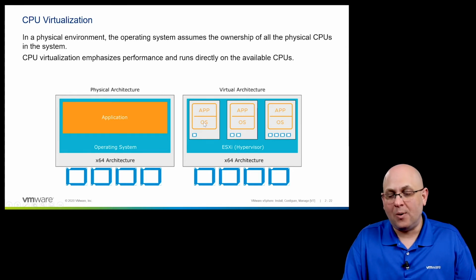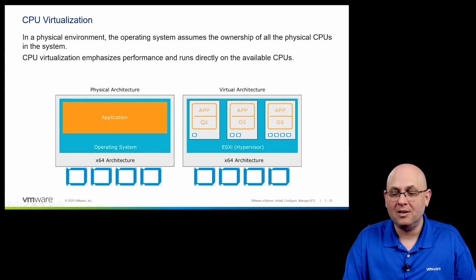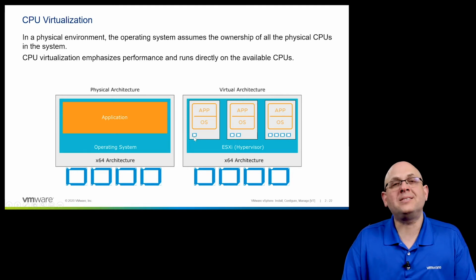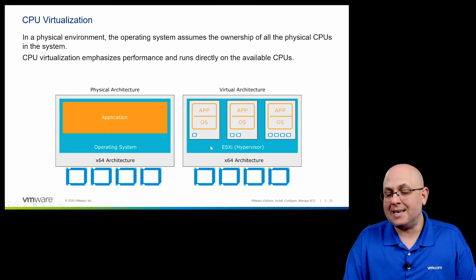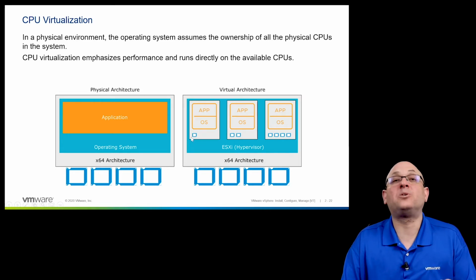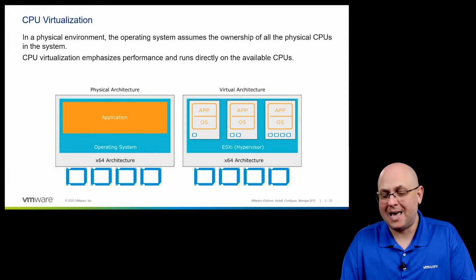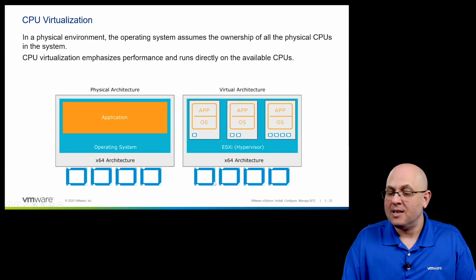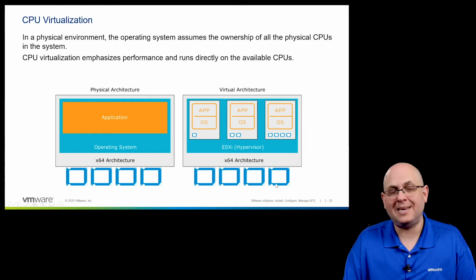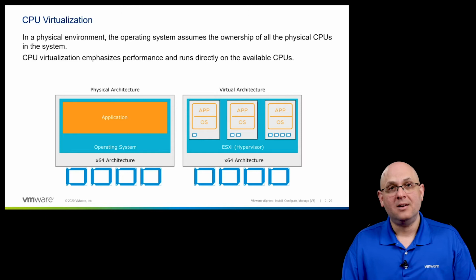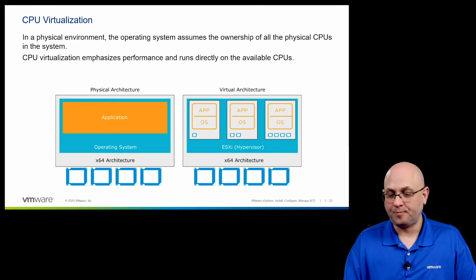So if the guest OS says, hey, I need some CPU resources for this application, then the guest OS says, oh, here's a CPU. Let me schedule a thread on your behalf on this virtual CPU. ESXi then intercepts that request and finds some physical resource down here for that CPU thread to be executed upon.